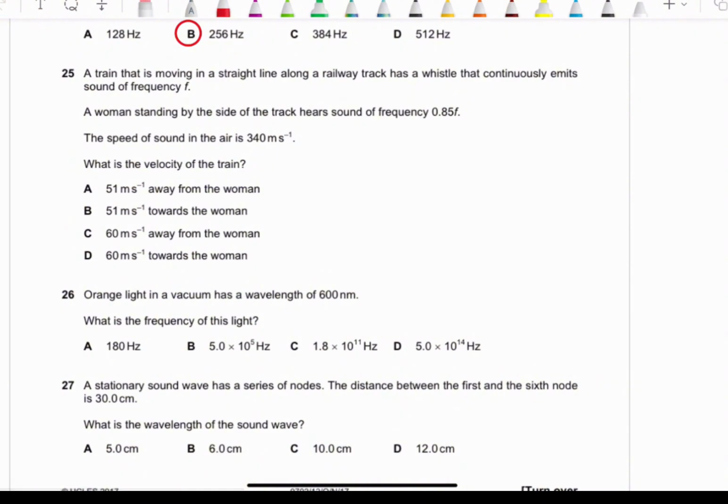Move on to question 25. A train that is moving in a straight line along a railway track has a whistle that continuously emits sound of frequency f.